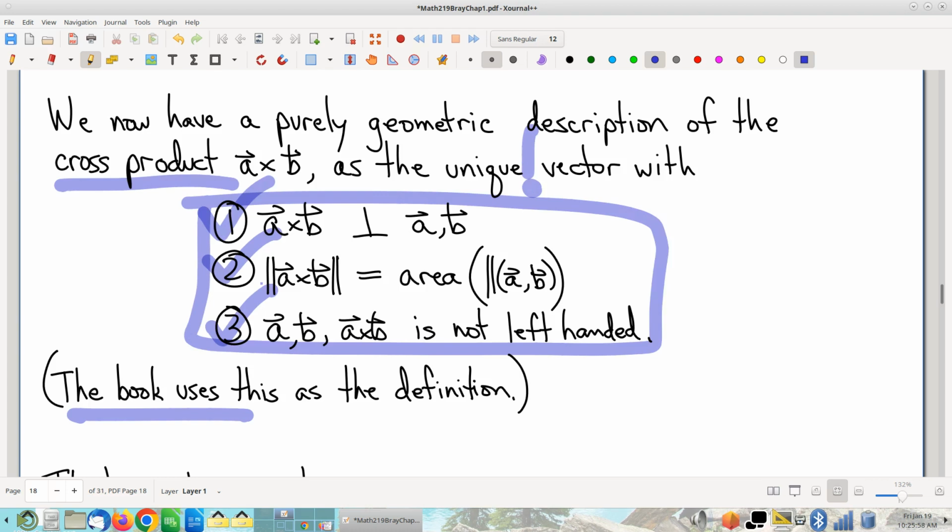And it turns out there's always, no matter what A and B are, zero, not zero, whatever, for any pair of vectors A and B, there's always exactly one vector that satisfies these three rules. And then they say, all right, we're going to define that unique vector to be the cross product. And then from these geometric properties, the book goes through and derives the formula that I had started with. So it's a different way of passing through all of the ideas and connecting all the dots.